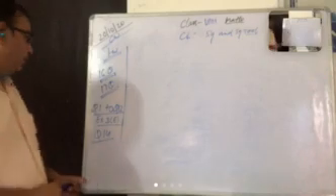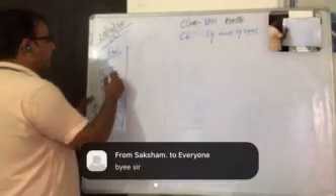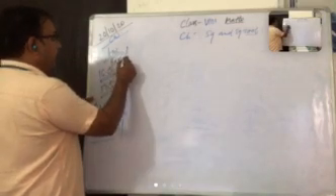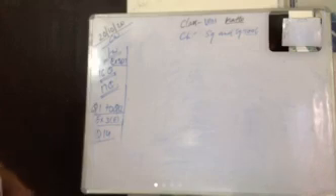ठीक है. Now this is the homework: question number 16 and 17 from the exercise 3D, and 1 to 12, and question number 14 is from the exercise 3E.